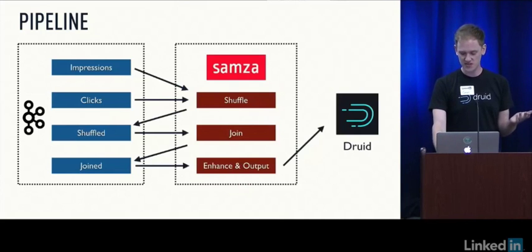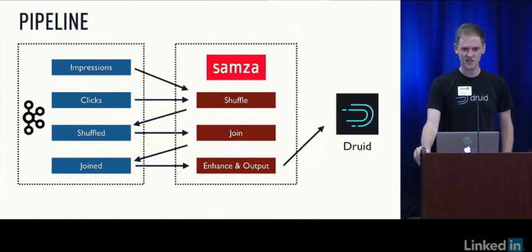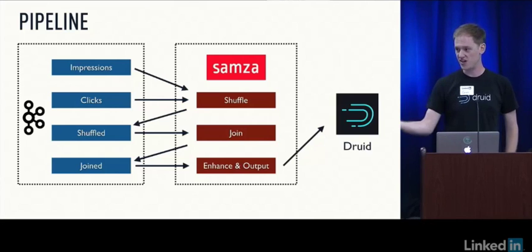The last thing we want to do is enhance it and output it to Druid. The enhancing is doing the lookups, doing the user agent dissection, all that kind of stuff. We don't write that back to Kafka because there's kind of no point. We do that in a Samza job and then write that result directly to Druid.